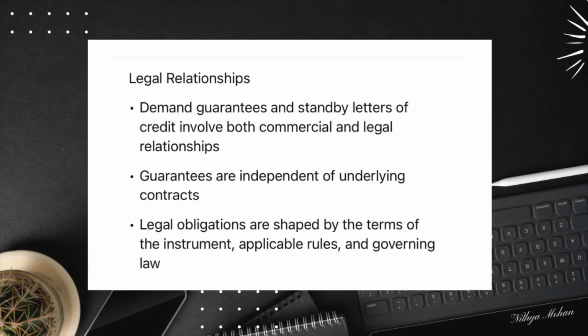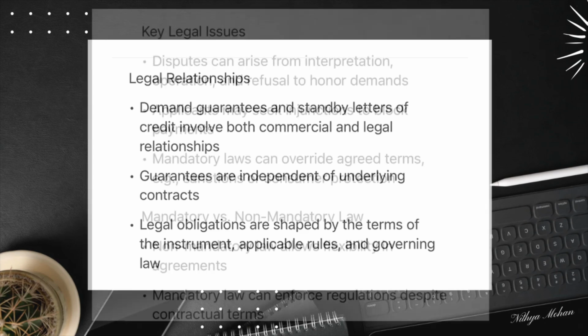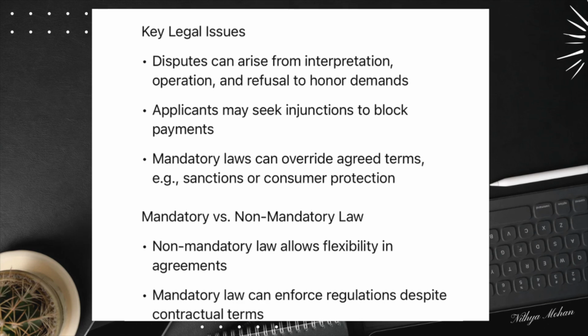Legal issues can arise in several ways when dealing with demand guarantees and standby letters of credit. First, disputes may emerge concerning the interpretation or operation of the instrument. For example, a beneficiary might challenge a guarantor's refusal to honor a demand or dispute whether the guarantee has expired. Second, an applicant may seek an injunction to prevent the guarantor from paying a demand or to block the beneficiary from making a demand. Finally, mandatory laws and regulations can sometimes override the express terms of the instrument and the applicable rules, which leads to unexpected legal conflicts.